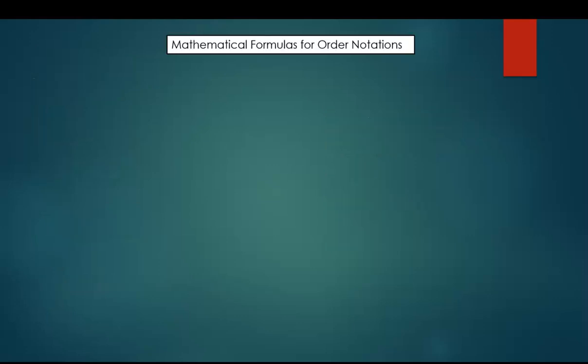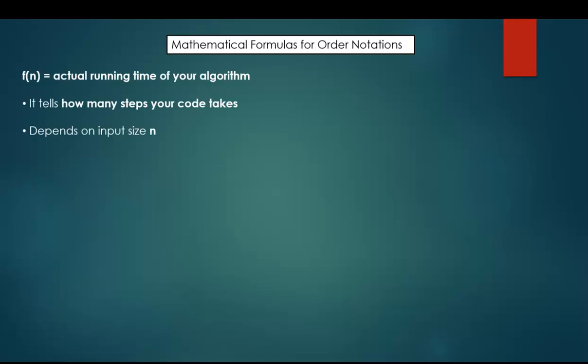Right. So moving on into the mathematical formulas for order notations. Before getting into the actual formula, the process is very simple. You take the code, count the operations T of n, identify the pattern and convert to big O or big omega or big theta. That's all that is needed, right? Okay. So we'll move on to the actual notations or the formulas.